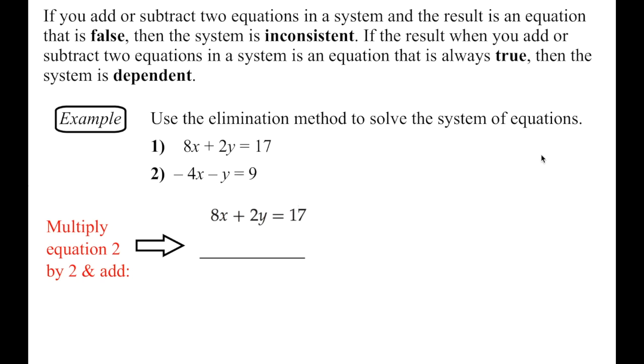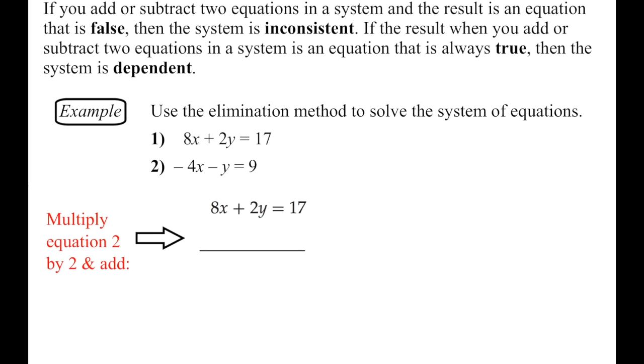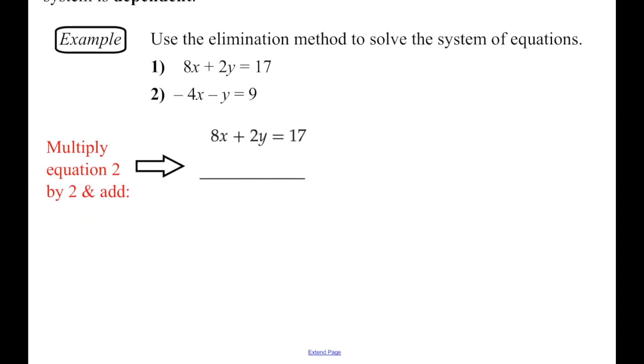So let's take a look at an example where this happens. It says use elimination to solve the system of equations. So in this system of equations, I'm going to multiply this second equation by 2 so that I'll have the same coefficient for my y terms. They already have opposite signs. When I multiply the second equation by 2, this is what I get.